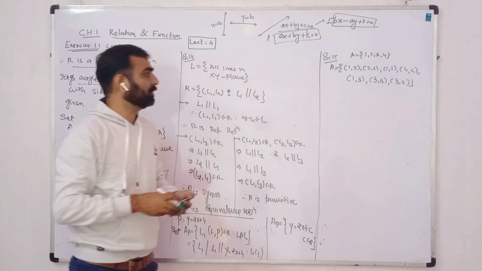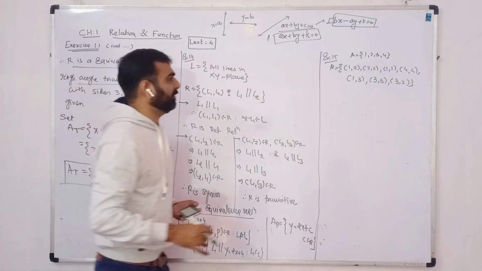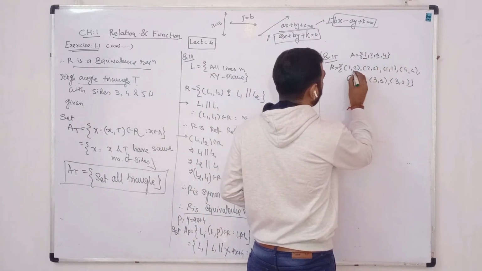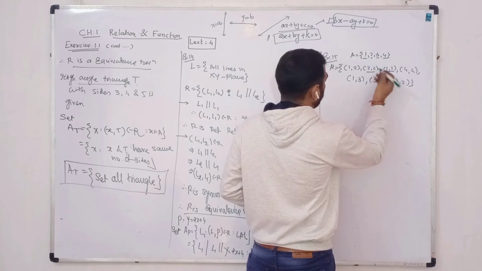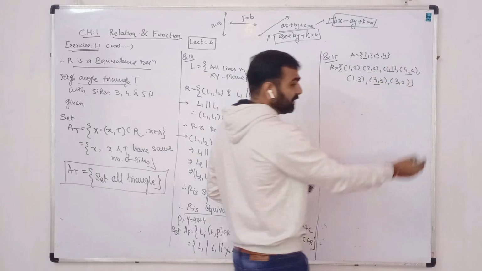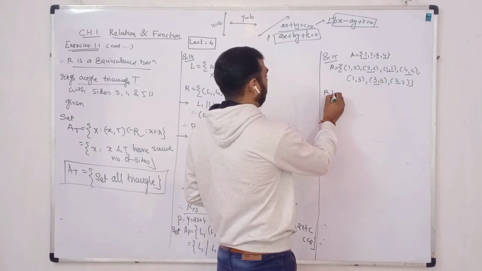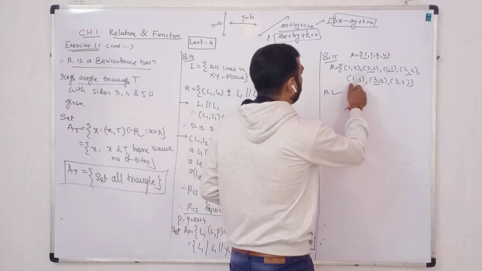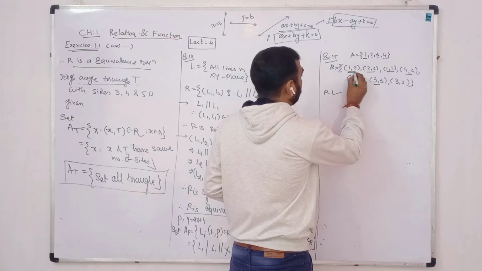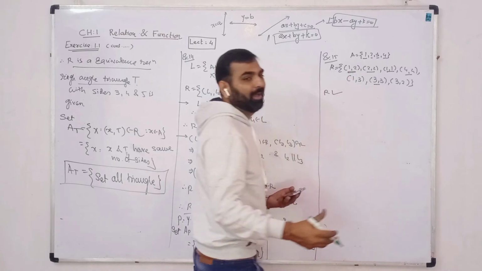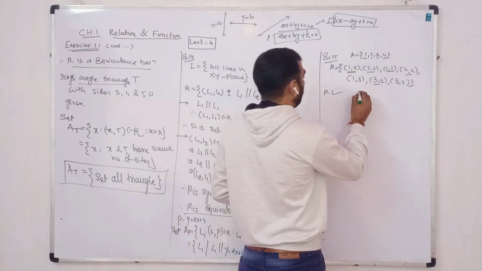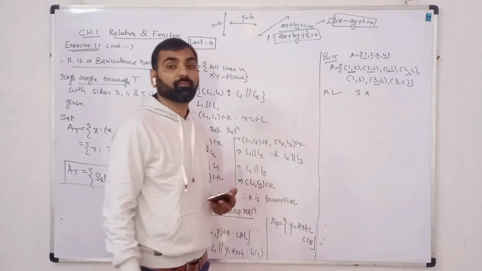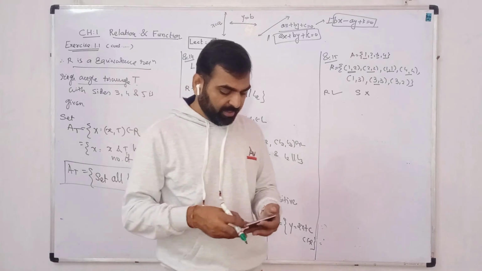Okay, now for reflexive, what should there be? Same to same: (1,1), (2,2), (3,3), (4,4). Is it (1,1)? Yes. Is it (2,2)? Yes. (3,3)? Yes. (4,4)? Yes. So it is reflexive. Is it symmetric, yes or no? For that, (1,2) is there, but (2,1) is not, that means it is not symmetric.